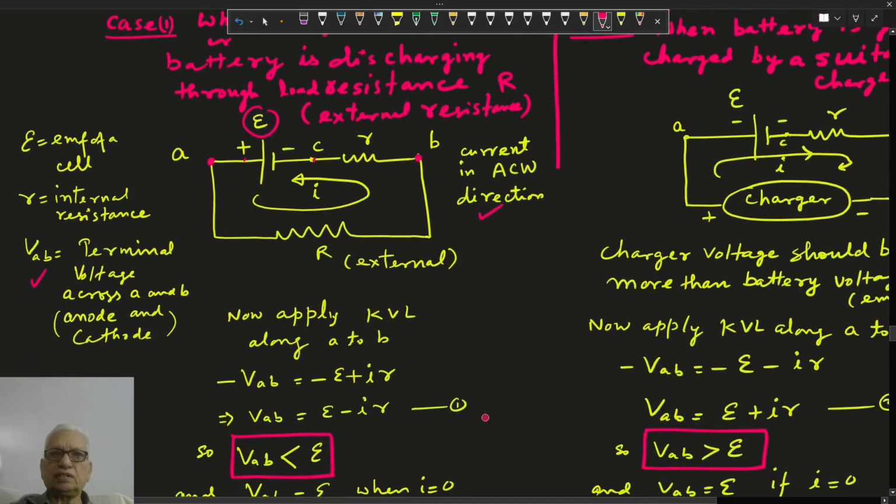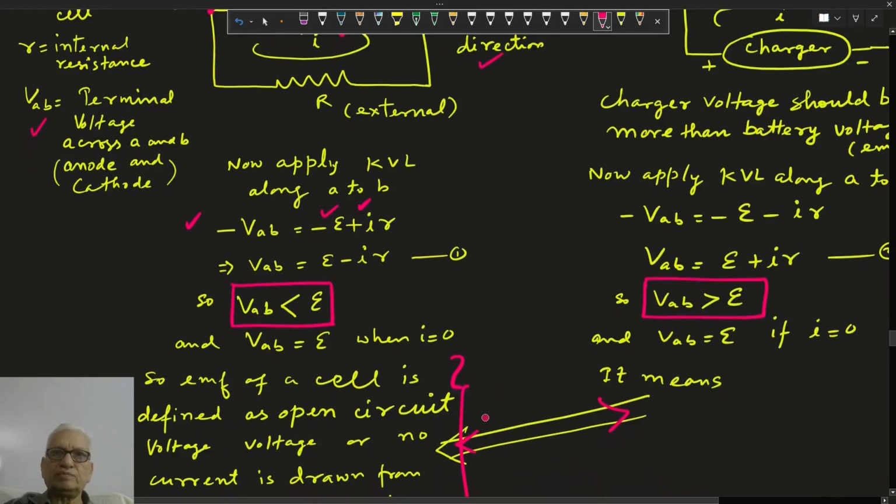Now, applying the Kirchhoff voltage law from A to B. A to B is what? Drop. So drop is minus VAB. And from A to C, also drop from higher voltage to lower voltage, also drop, negative. But if we are moving in the opposite direction, C to B, we are getting the voltage rise, positive. Here we have taken the minus common. So we can write here VAB is equal to E minus Ir.